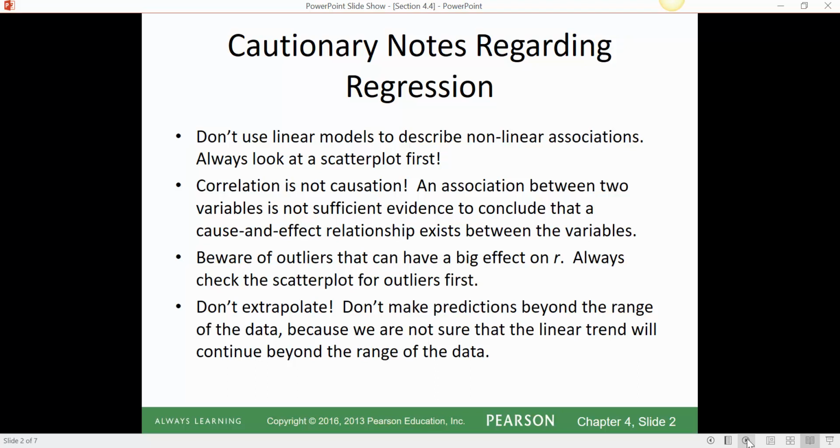Another item is you want to be aware of outliers. Sometimes an outlier can have a big effect on R. So again, you always want to check the scatter plot first. If you exclude one point from your data, it could drastically change your line of best fit. In fact, there are some examples in the text.